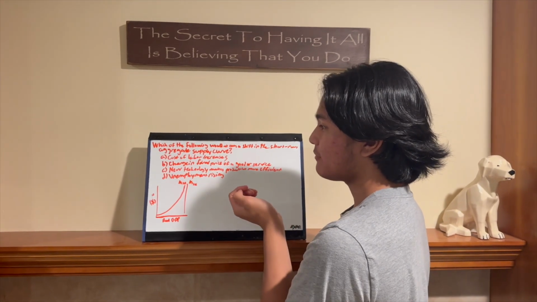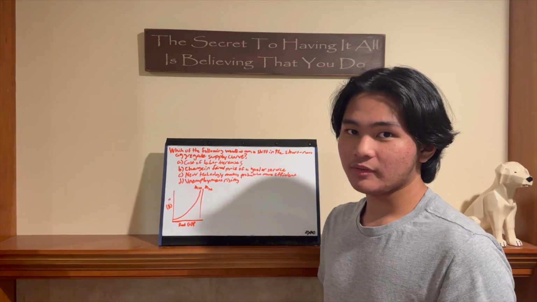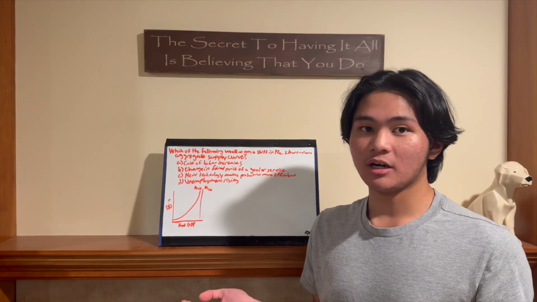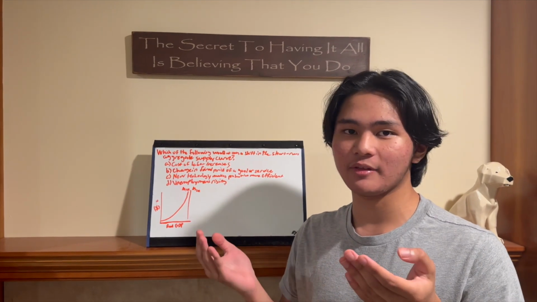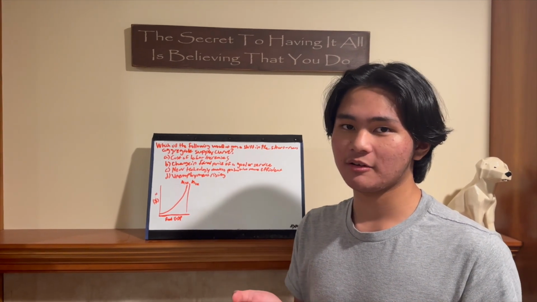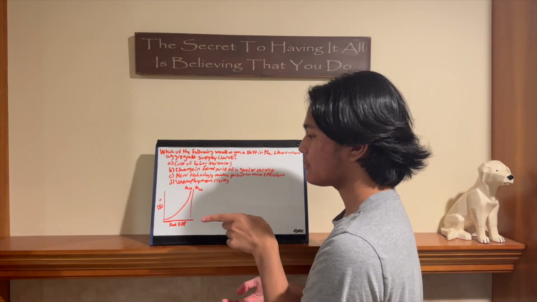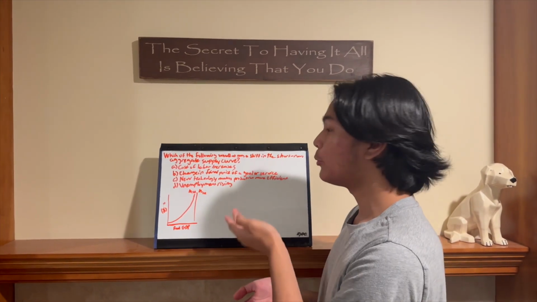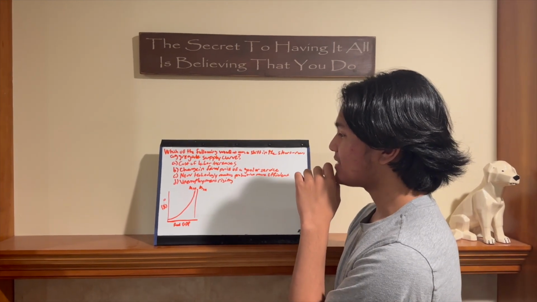First we have: cost of labor increases. As we know, the cost of labor will cause the price of production to increase. And so we know that the cost of labor would probably shift the supply curve to the left. So it would cause a supply shift, right? And so we can look at, let's say, answer C.